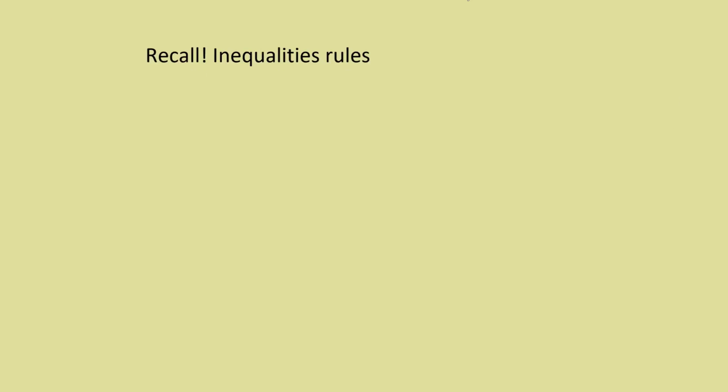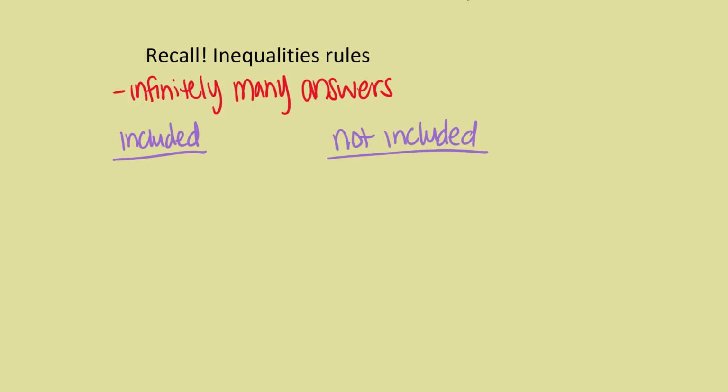Alright, the first thing that we need to recall are our inequality rules. So we need to remember that inequalities have infinitely many answers, and we also need to remember all of the symbols for them. So remember, if the point is included in our answer, it's going to be less than or equal to, or greater than or equal to. It's going to be a closed circle, and it's going to be brackets. I'm going to add on to this that it's also going to have a solid line. And this part's new, and it'll make sense momentarily.